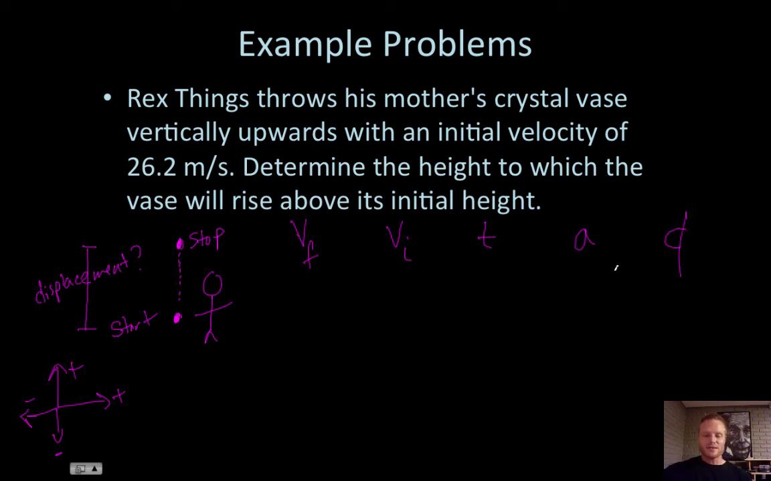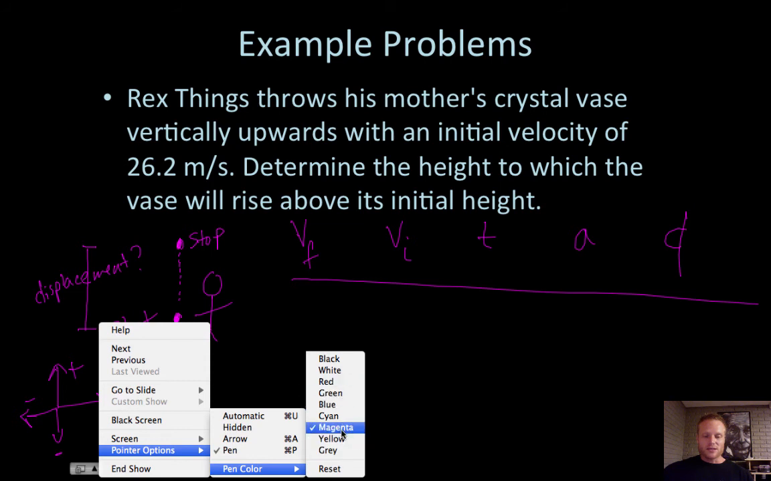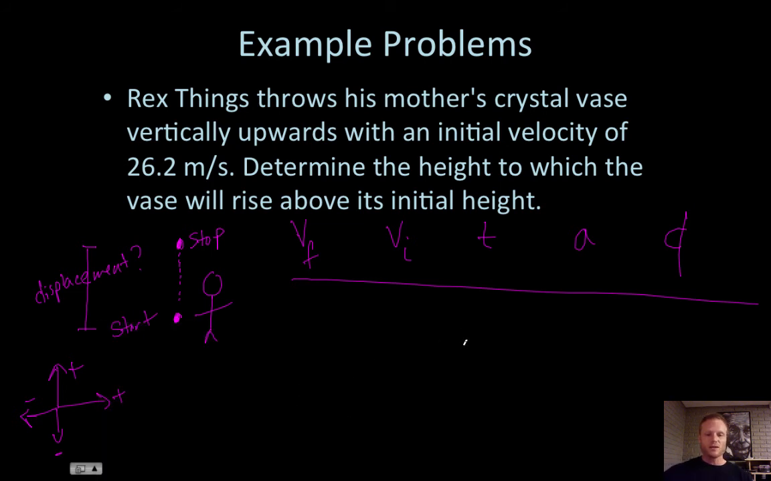And I did a better job of spacing them out this time, except my d looks really funky. All right, so what do I know? Maybe I'll change pen colors just to make it a little bit more exciting. Let's do yellow. So V final, well, let's just read through the problem first.